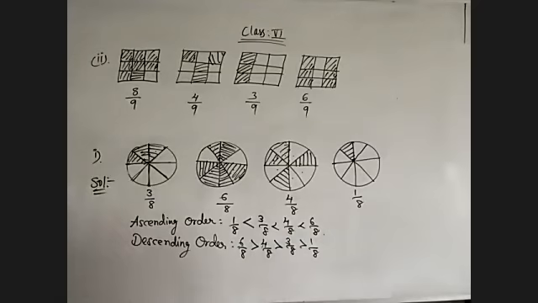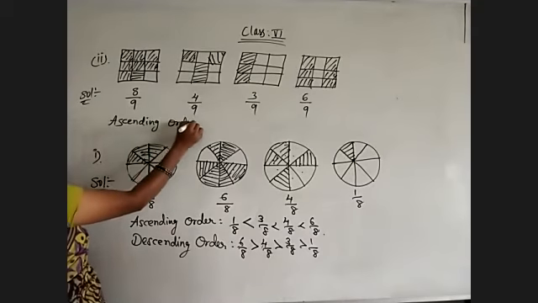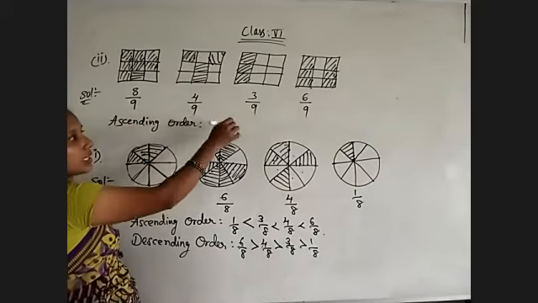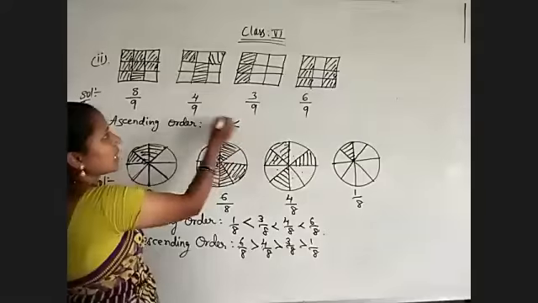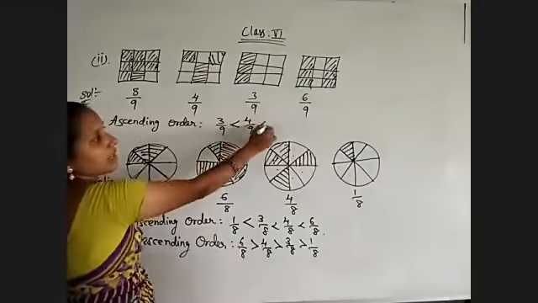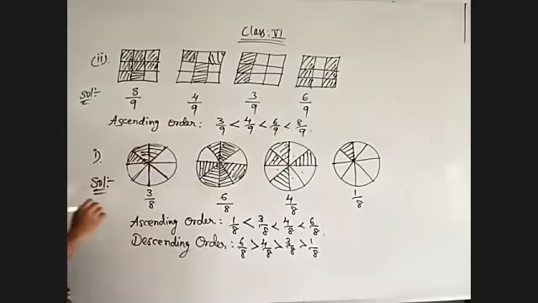Now try to write in ascending order or descending order. So I am writing ascending order here. Again, all are like fractions, so we can directly write the ascending order. Ascending order is small to big. So here 3 by 9 is smaller than all the remaining, less than 4 by 9, less than 6 by 9, less than 8 by 9. That's it.